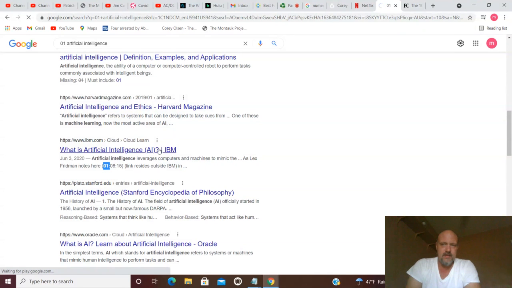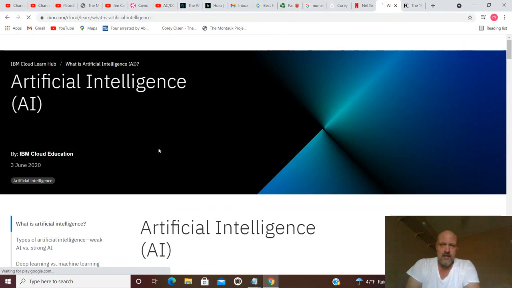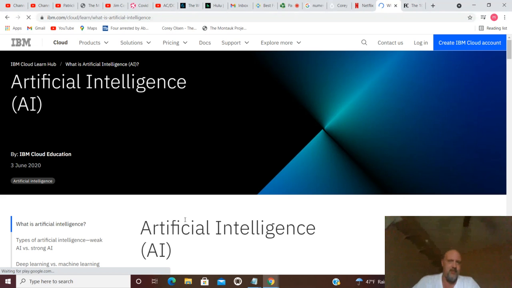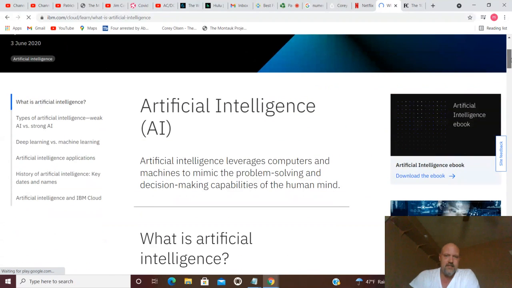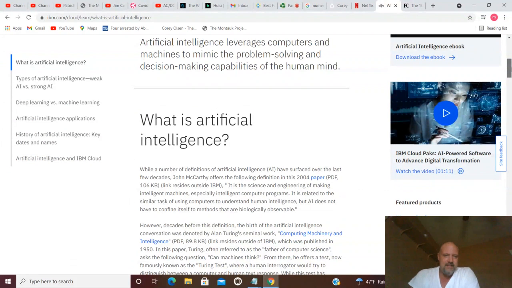Looks like it's going to take a minute to get into. So we had our 0, 1, artificial intelligence. Artificial intelligence leverages computers and machines to mimic the problem-solving and decision-making capabilities of the human mind. Mimic. Yeah, I bet. While a number of definitions of artificial intelligence have surfaced over the last few decades, John McCarthy offers the following definition in this 2004 paper. So this was back in 2004.